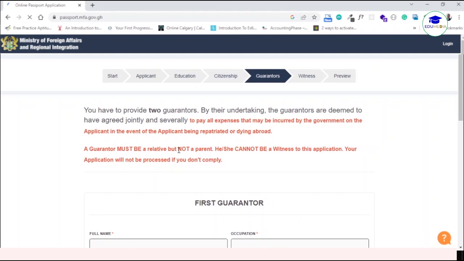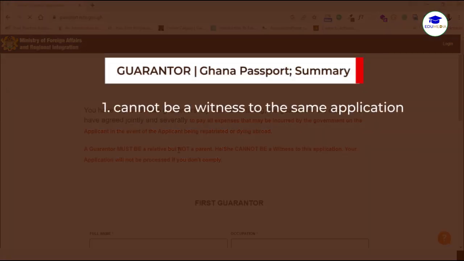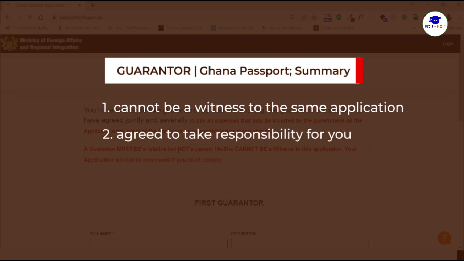Now, extract from this statement indicate that: 1. Your guarantor cannot be a witness to this same application. 2. Your guarantor has agreed to take responsibility for you. And then 3. Also, your guarantor must be a relative but not a parent. It means that you can have people like your brothers, your sisters, your cousins, aunties, uncles, nephews, and any other extended family member standing in as your guarantor.